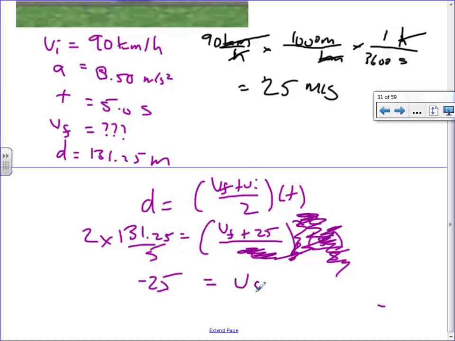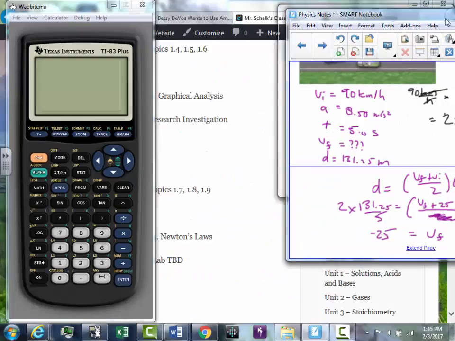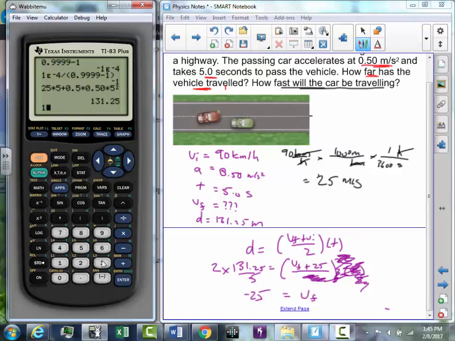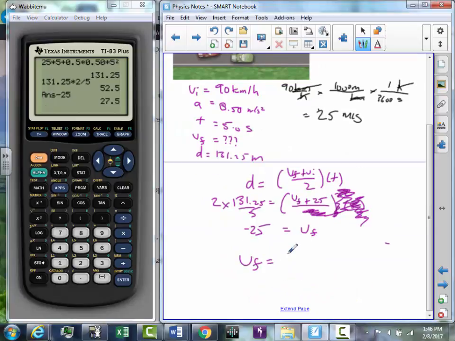So, my work is not exactly the prettiest right here, but can you guys follow how we're pulling this off? So, go to your calculator. In order to undo this, you have to take your 131.25. You have to times by 2. You have to divide by 5. And then when you're done, we need to subtract 25. All of that is equal to 27.5. That's meters per second, by the way.